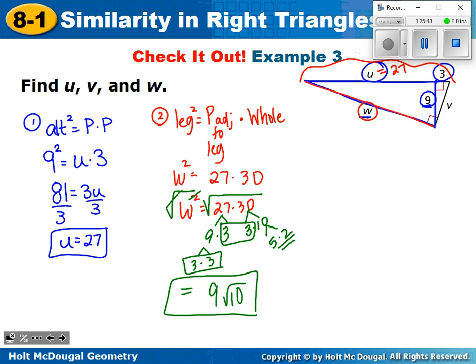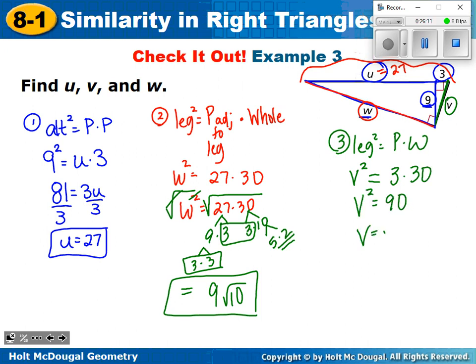Okay, and so to find V, you could go back and do Pythagorean theorem, or V is also a leg, so I'll do it by the other method. Leg squared equals part times whole. V is my leg, so V squared equals... What's the part touching V? 3. And what's the whole thing? 30. So now we have V squared equals 90. Take the square root. 90 factors into 9 times 10, and the square root of 9 is 3. So this is 3 square roots of 10.